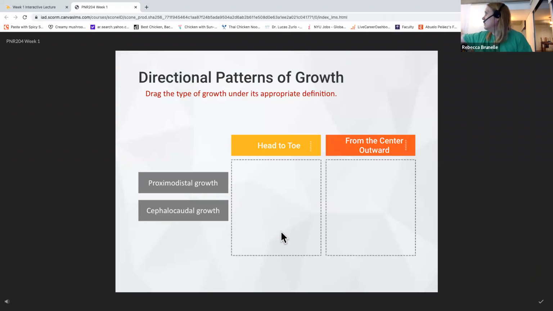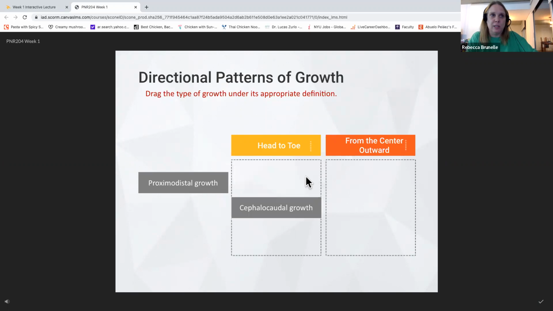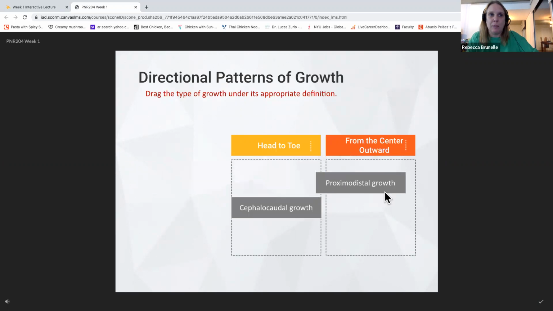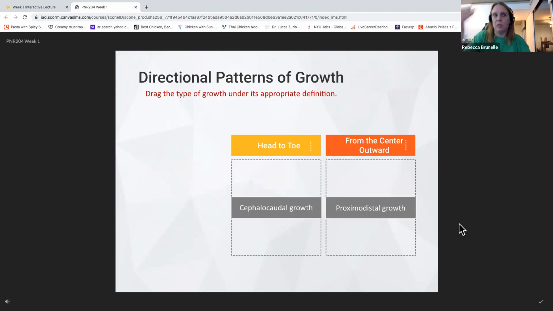So there are two different basic growth patterns. There's proximal distal growth and cephalocaudal. So who can tell me what cephalocaudal is? Is that head to toe or is that from the center outward? Head to toe. That's head to toe. So proximal distal then is from the center outward. So what's an example of head to toe growth? Like how would you see this in an infant? Their length or their height.